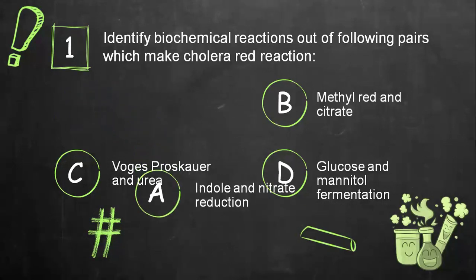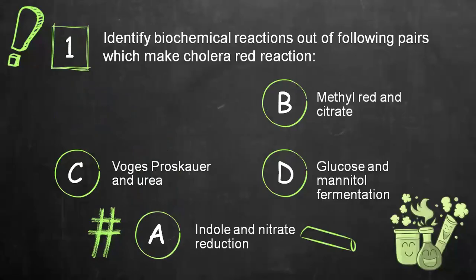So here the right answer is option A, indole and nitrate reduction. So what is cholera red reaction? This test is performed by adding pure sulfuric acid drop by drop to a 24 hours peptone water which is having the culture of the bacteria. In case of a positive reaction, red color appears immediately.